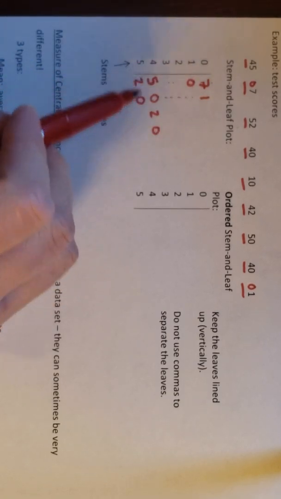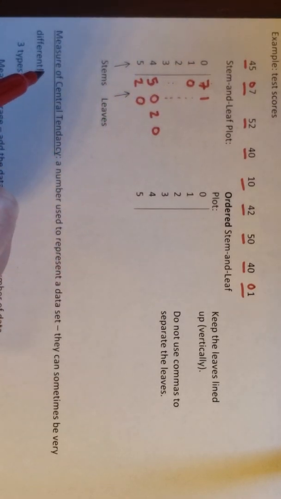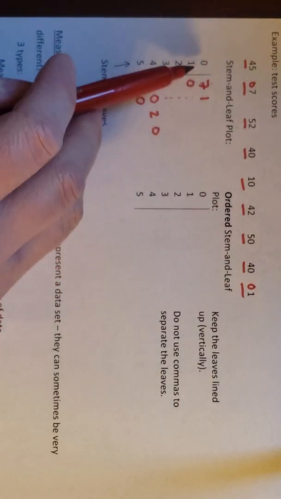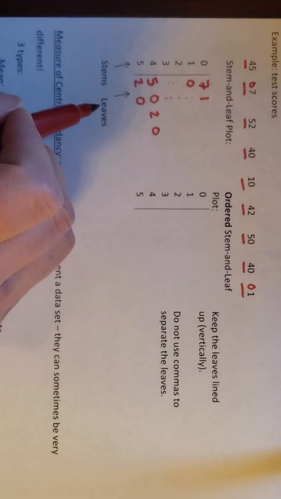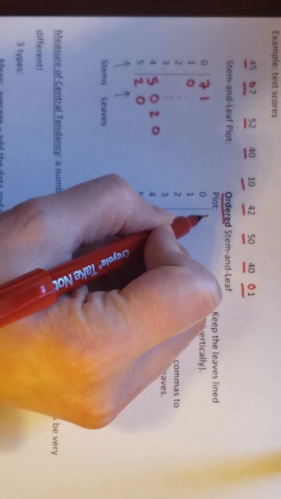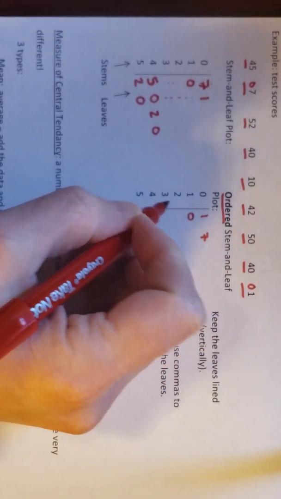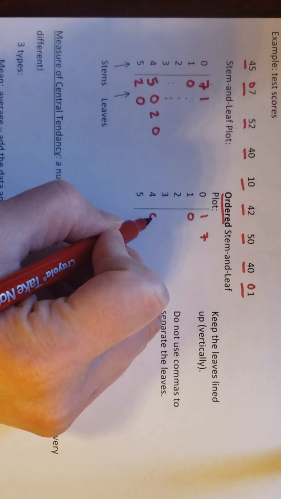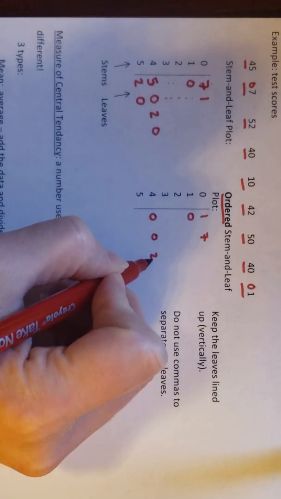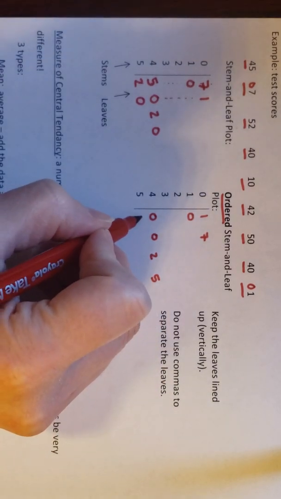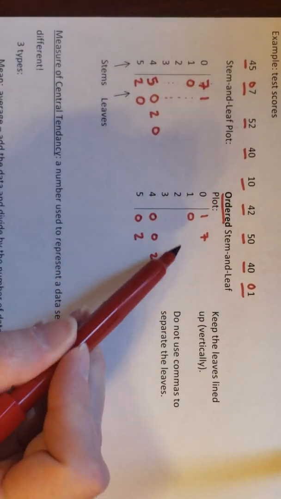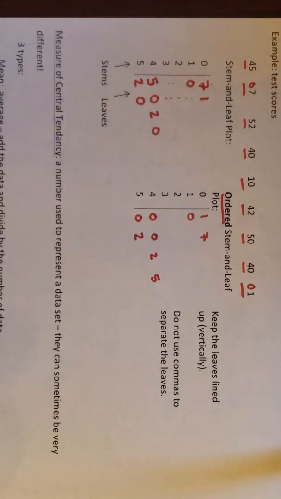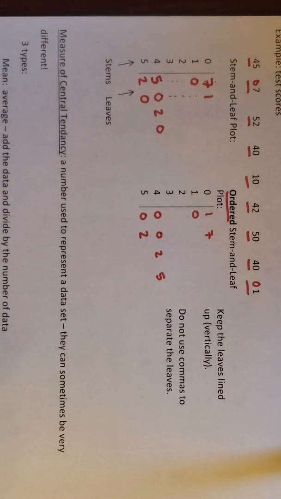Okay, so this is good information, but it might bother some of you that it's not in any particular order. If I was reading this, this would put 7 before 1. And that's just, it's good, but it's not great. So now for the ordered stem and leaf plot, I'm going to put this stuff in order. So 1 comes before 7. When I go to my 40s, I had two 40s, a 42, and a 45, and a 50, and a 52. So again, we're going to keep our leaves, these are leaves, lined up vertically. Don't use commas, and that's the way that goes.